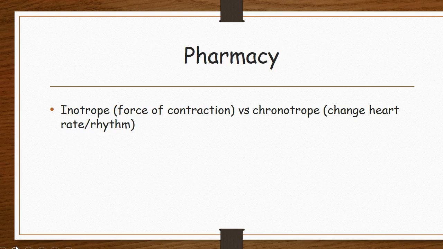You have certain pharmacy for angina, which are your inotropes and your chronotropes. Remember that your inotropes will be the force of the contraction. They affect the contractility of the heart, and your chronotropes affect the rhythm, like the heart rate.